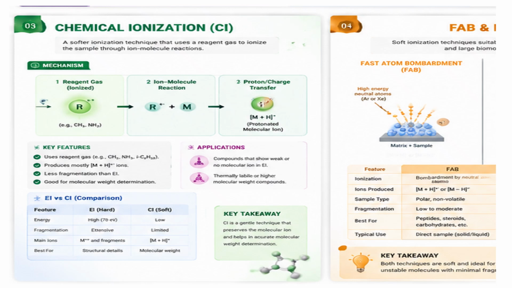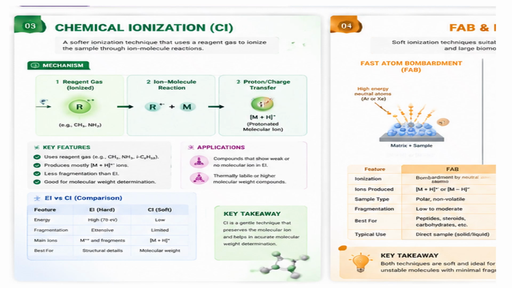Now let's look at the key features of CI. It uses reagent gas, produces mostly M plus H plus ions, and causes less fragmentation than EI. Because of less fragmentation, CI is very useful for molecular weight determination. CI is mainly applied to compounds that show a weak or absent molecular ion in EI. It is also useful for thermally labile compounds and compounds with higher molecular weight.